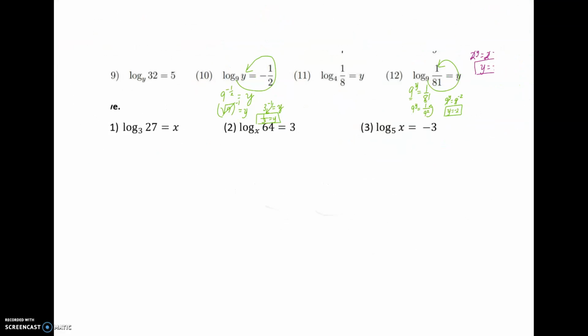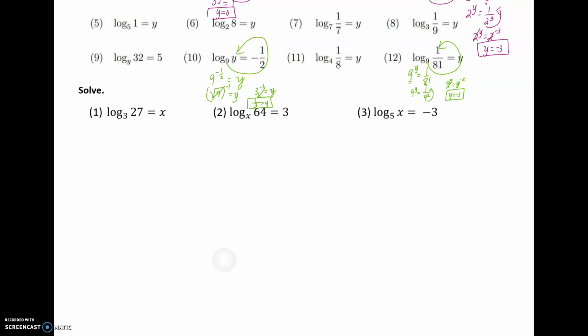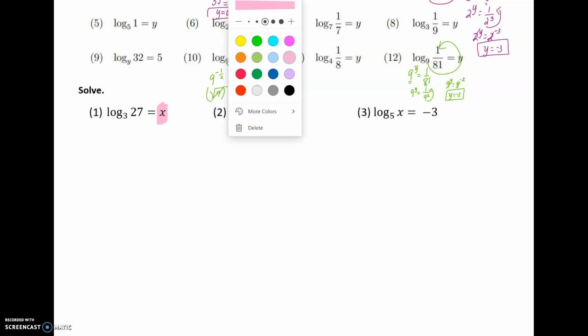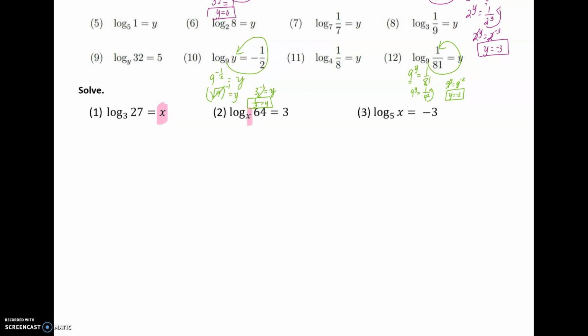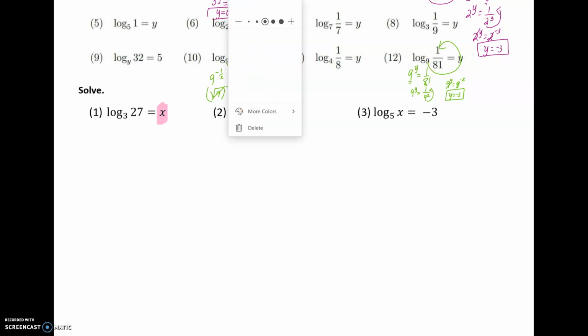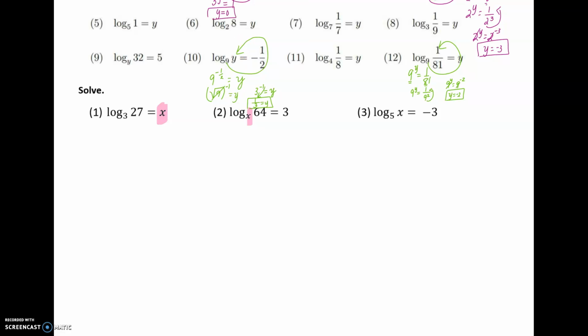Okay, let's look at number 2 in the solving. Remember, all of these have your x in a different spot, but it doesn't matter because you're just going in that little C shape. You're always starting at your base and you're finding what you need. So in number 2, the one I want to do with you, we're starting at the base and we're coming around. So this is x cubed equals 64.